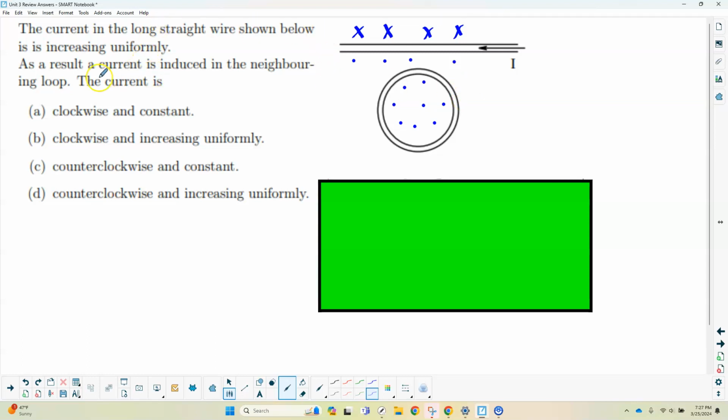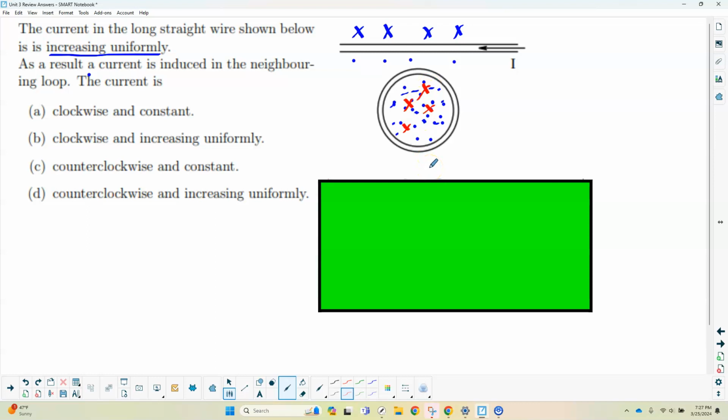And what's happening to our current? The current is increasing uniformly. So what that means is it's increasing at a steady rate. So there are more and more lines coming through. So there's going to be a changing flux, which is going to produce a current. And remember, the current that's induced, the current that's going to go in this ring, is going to oppose this change. So if there's more and more lines that are coming out as this current increases, the current in the ring is going to oppose that. So you're going to have to put lines going in to kind of cancel them out and try to keep it at the same amount.